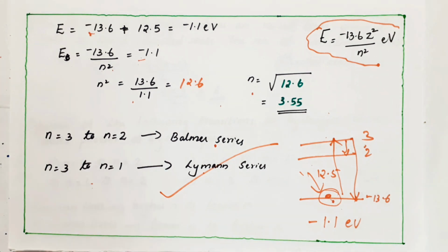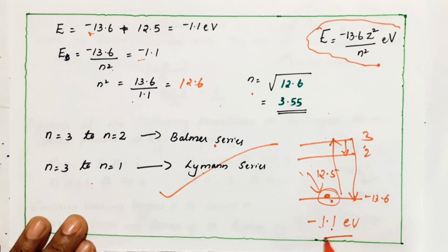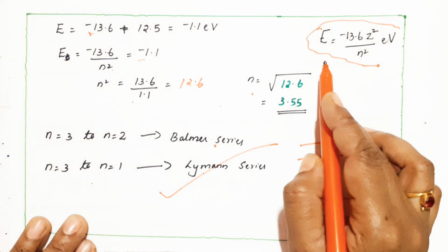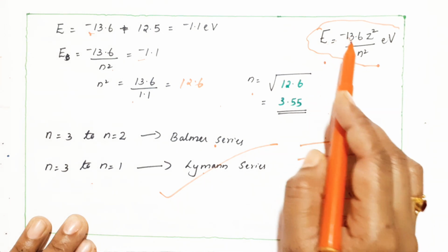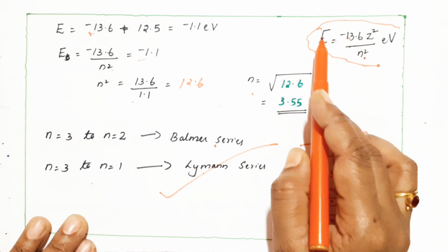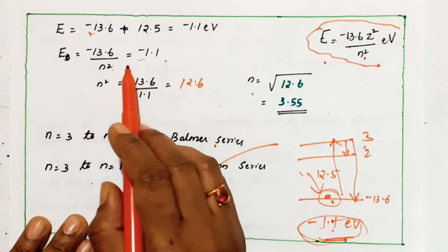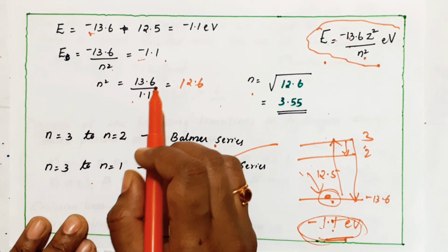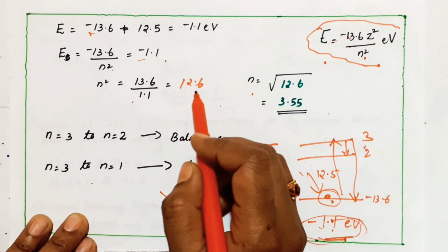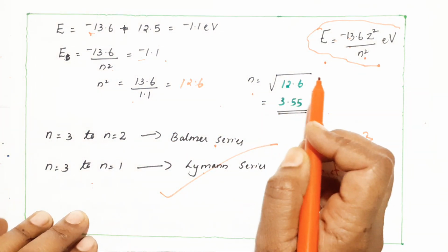Clear? So what they told: the electron was in the ground state with an energy of minus 13.6. We are supplying an energy of 12.5, so it is getting an energy of minus 1.1 eV. With this energy, where will this electron jump? Use the formula E is equal to minus 13.6 Z square by n square. I am getting an energy of minus 1.1, so minus 13.6 by n square equals minus 1.1. n square equals 13.6 by 1.1, that is 12.6. So n is equal to root over 12.6.